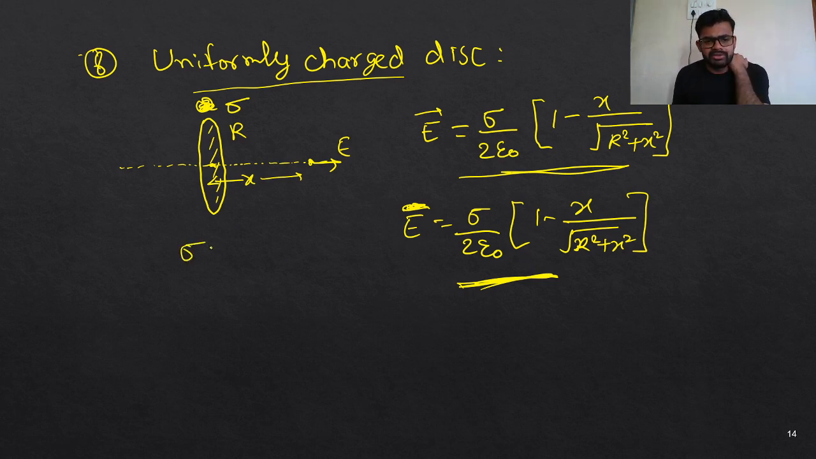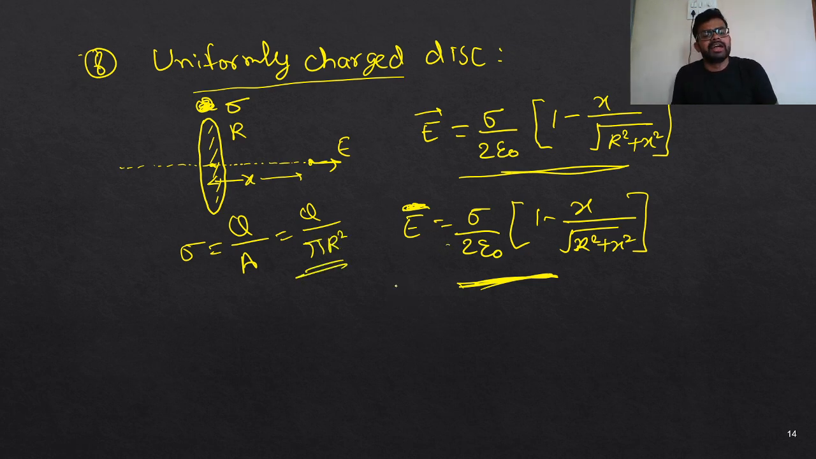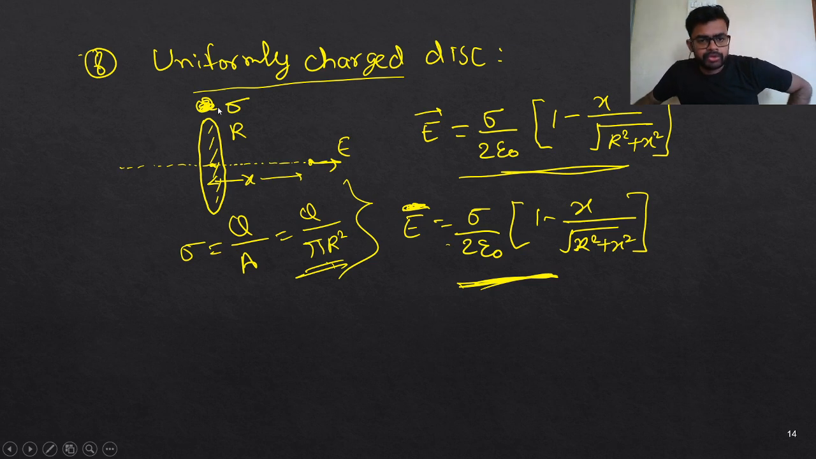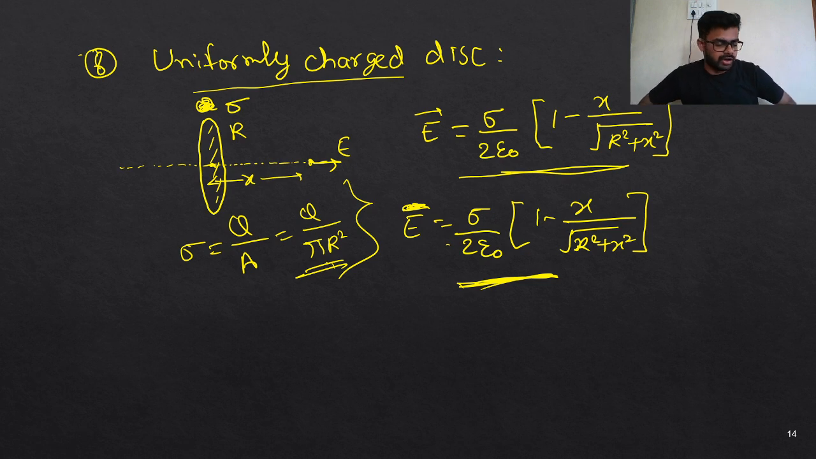Sigma. What is sigma? Sigma is charge divided by area, and the area of the disk is what? Q upon pi r square. All of you know this, so you can replace it here. You will get this formula in terms of charge. My dear friends, this is the basic formula. I wanted to explain the electric field intensity at a point on the axis of a uniformly charged disk.